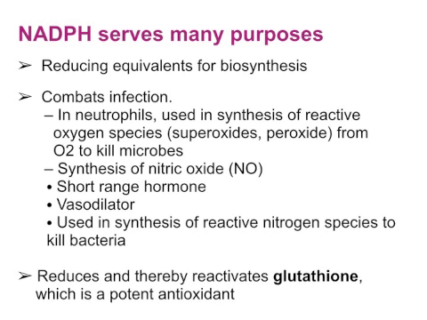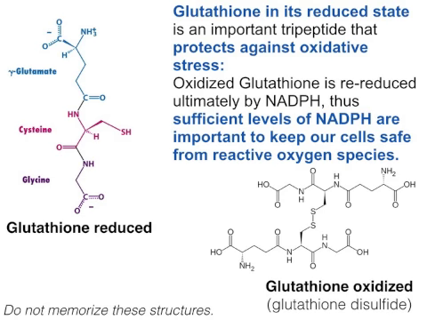Let's take a look at this. Here is glutathione in its reduced state. This is actually a tripeptide that's made up of glycine, cysteine, and glutamate. This tripeptide protects against oxidative stress by reducing oxidized components in the cell. But the thing is, when this happens, glutathione forms disulfide bonds, so you'll have two glutathiones that are bonded to one another through the cysteines. And this is a problem.